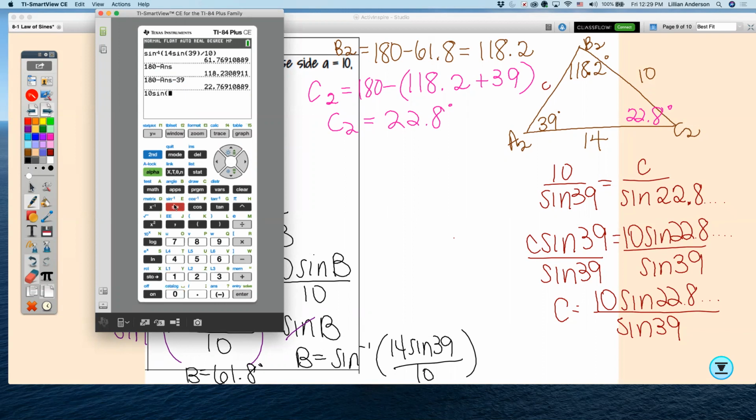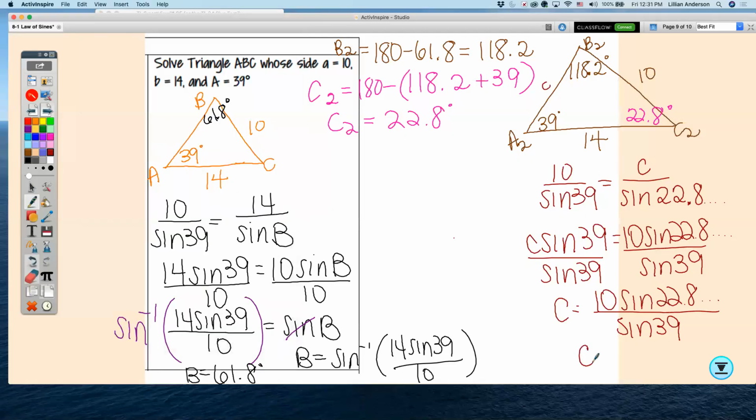And these calculators are actually kind of nice. If you press the second button and then the negative button, it just brings down the previous answer. Divided by the sine of 39. It works the same way on the scientific ones too. You guys should get this for your side C. Do you get 6.15? All right, so then we got 6.15 for the side C in triangle 2.